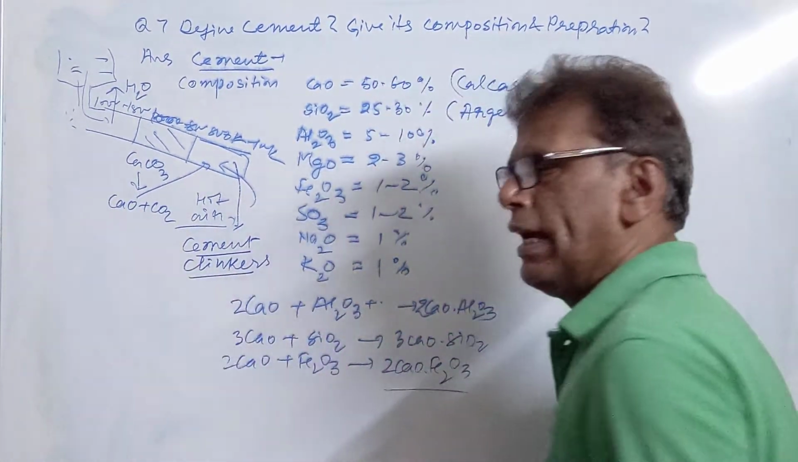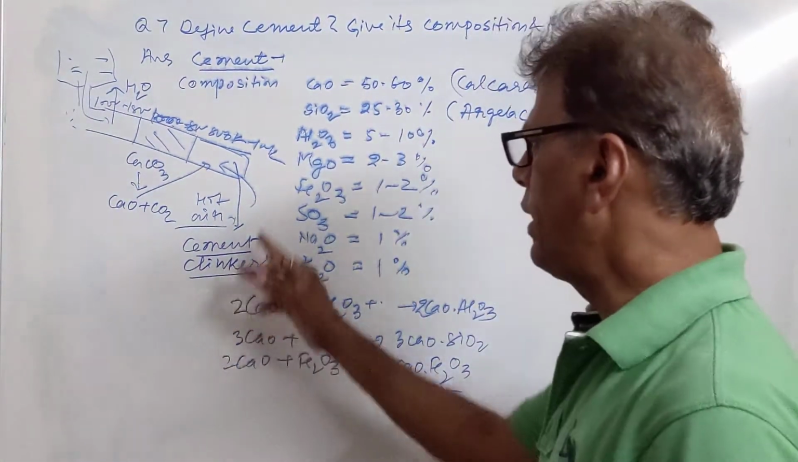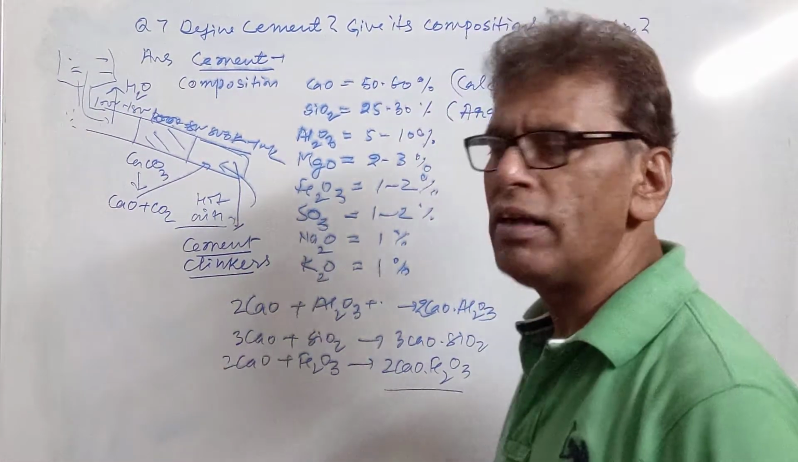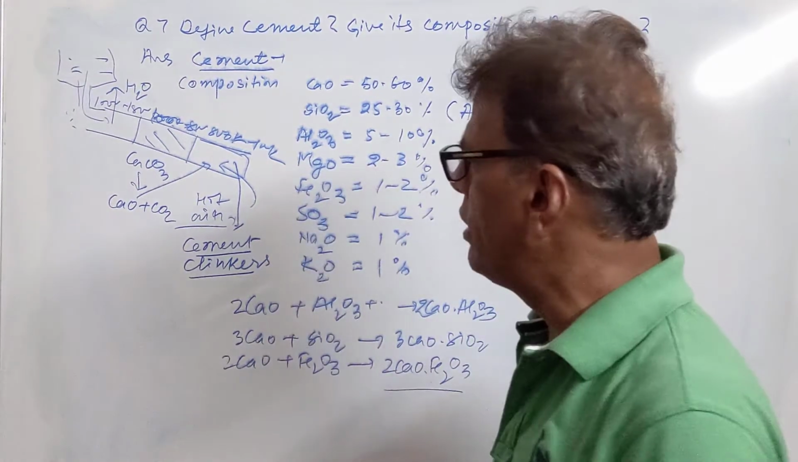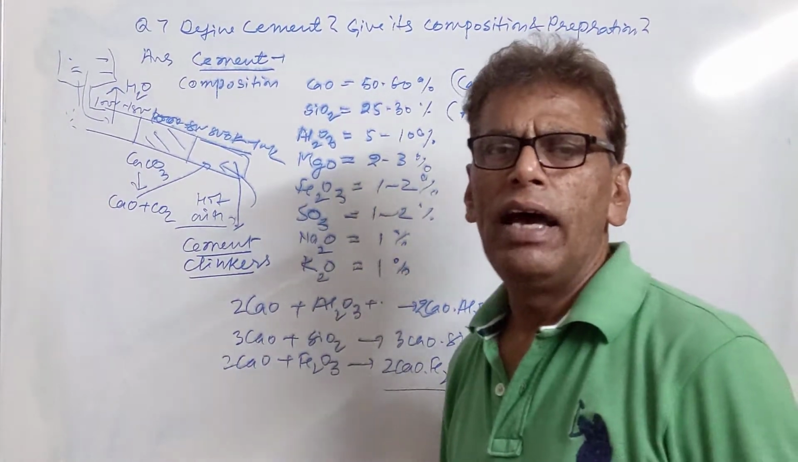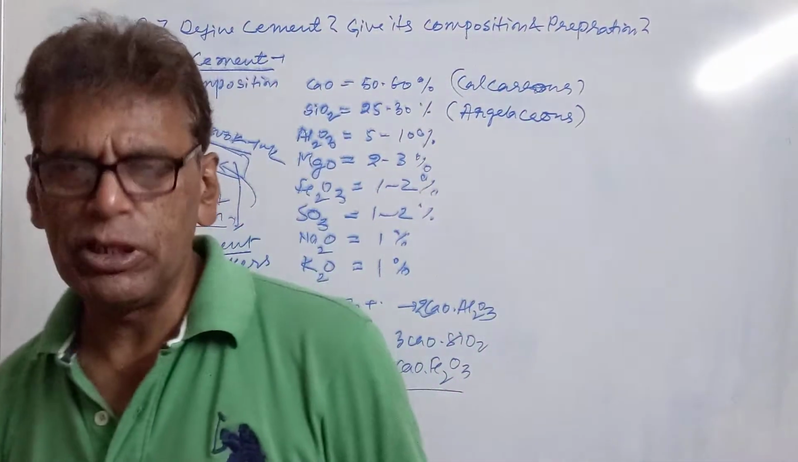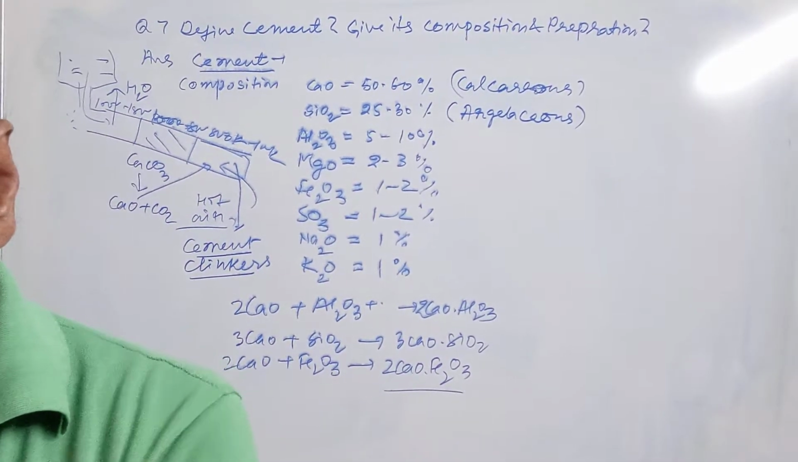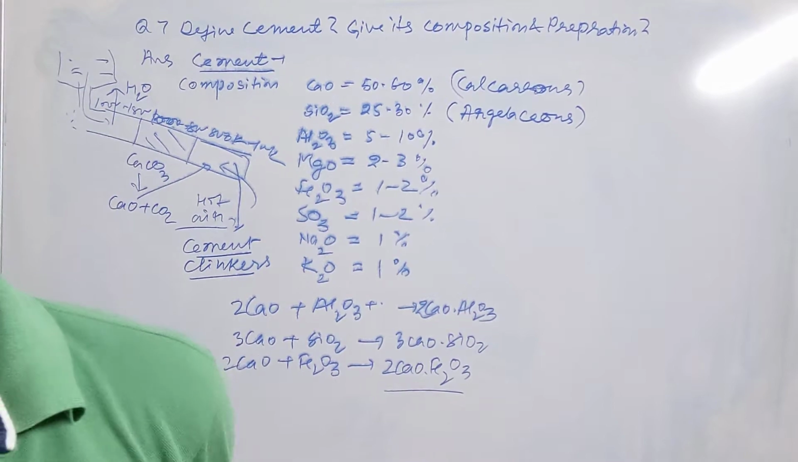So we will be getting lumps of the cement. They are taken out from this cement kiln. They are crushed into powder state and are mixed with the required color and 1 to 2% gypsum, and then they are packed in the bags and are sent to the market. This is the preparation of the cement.